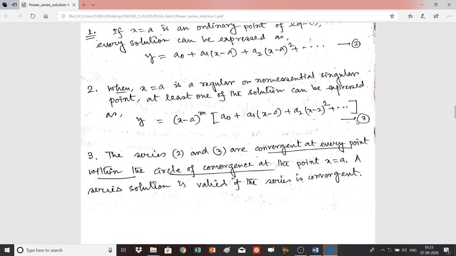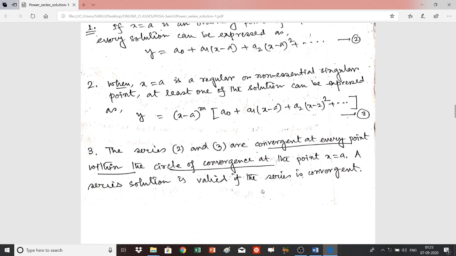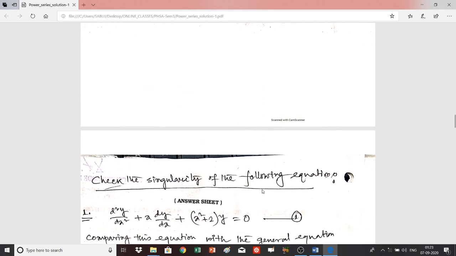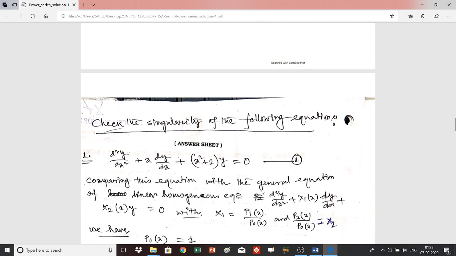After that, the series given here in 2 and here in 3 are convergent at every point within the circle of convergence at the point x equal to a, and a series solution is valid if the series is convergent. It is most important: the series solution is possible if the series is convergent. So now we come to some examples for checking the singularity of a given equation.